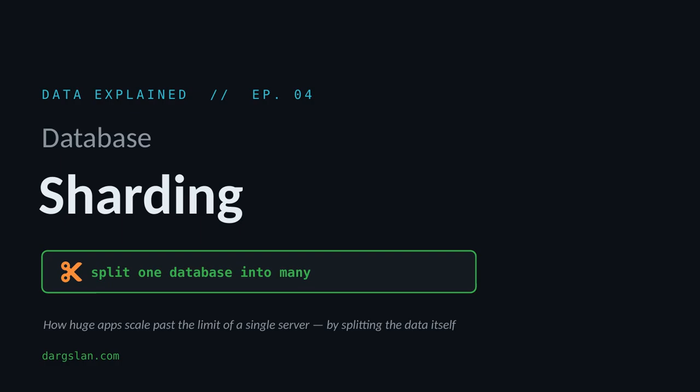In this episode, we're tackling one of the most important tricks behind every massive app you use, database sharding. The idea is simple on the surface: take one database and split it into many, but the real story is how that simple move lets systems scale far past the limits of any single server.